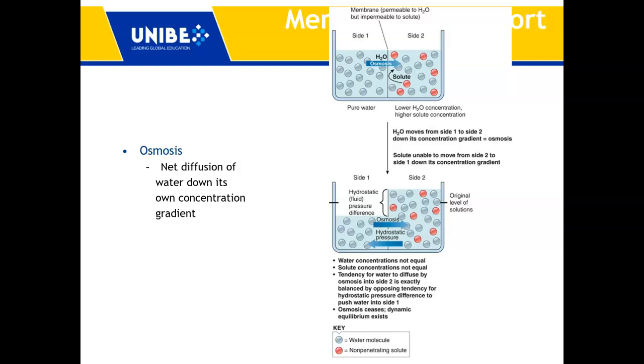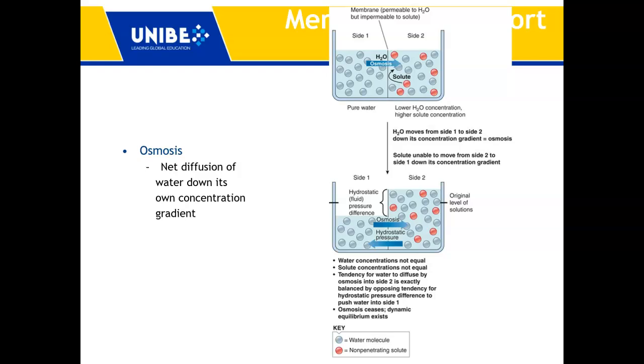Okay? There's a specific type of movement similar to diffusion, which is called osmosis, which is the net movement of water through its own concentration gradient. Here we can see, from side 1 to side 2, we have two solutions. Side 1 is pure water, so no solute and a lot of solvent, or water, and side 2 has less water and more solute. And because the membrane is impermeable to the solute, it is not able to diffuse across the cell membrane, but water can.